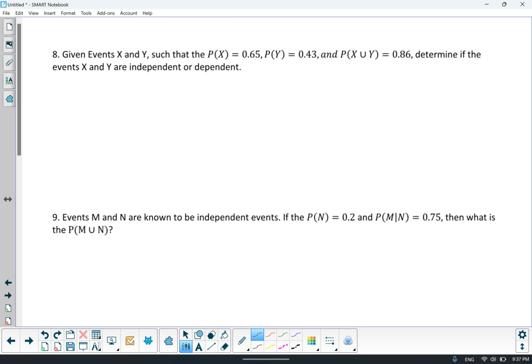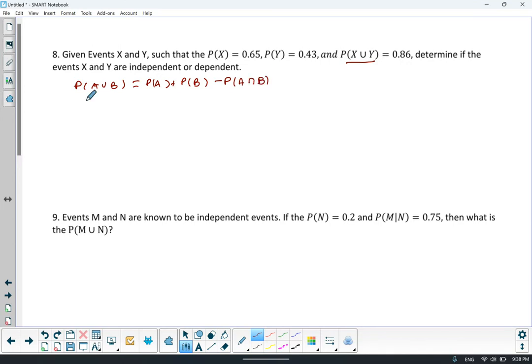So the following set of problems use this concept of independence. We are given the probability of x is 0.65, the probability of y is 0.43, and the probability of x or y is 0.86. Determine if the events are independent or dependent. Well, where do you begin? Because you don't have the intersection, so you can't directly use the formulas. You're going to start with the general addition rule. So the minute I see the or, I write down the general addition rule and I start filling in.